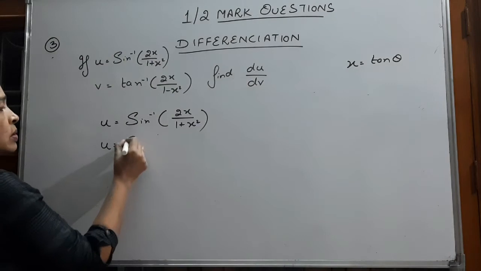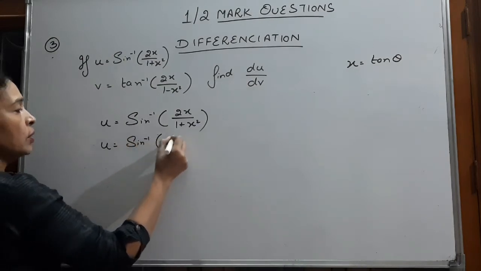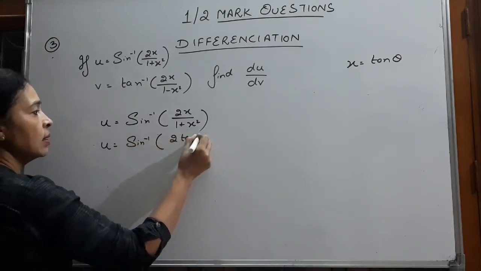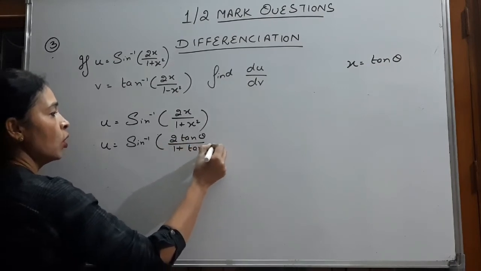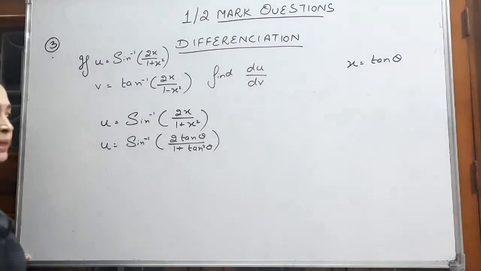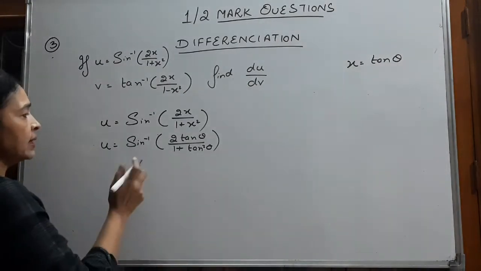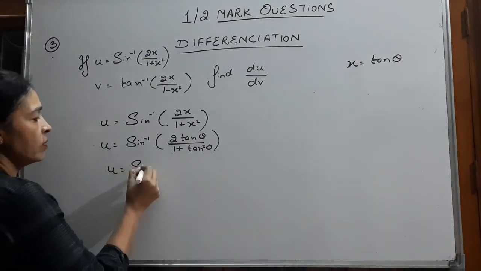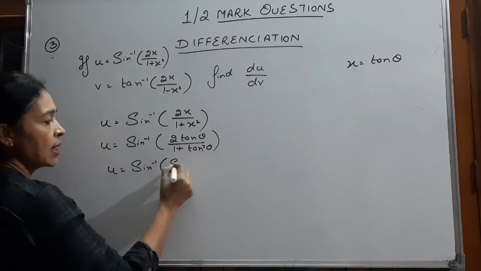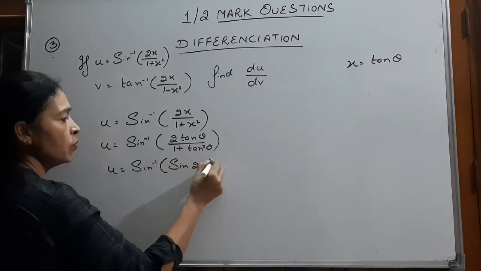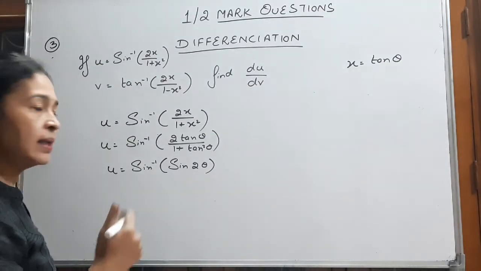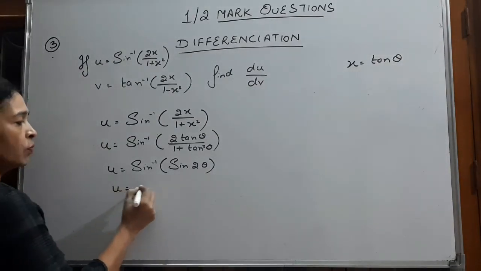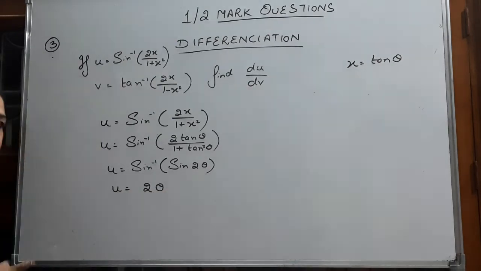u equals sine inverse of 2 tan theta upon 1 plus tan square theta. What is 2 tan theta upon 1 plus tan square theta? It is sin 2 theta, the formula for sin 2 theta. So u is sin inverse sin 2 theta. And what is sin inverse sin theta? It is theta. Therefore, u equals 2 theta.